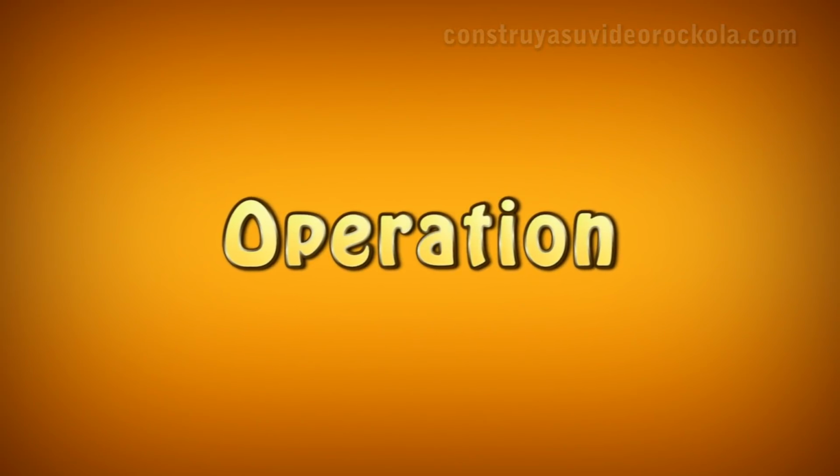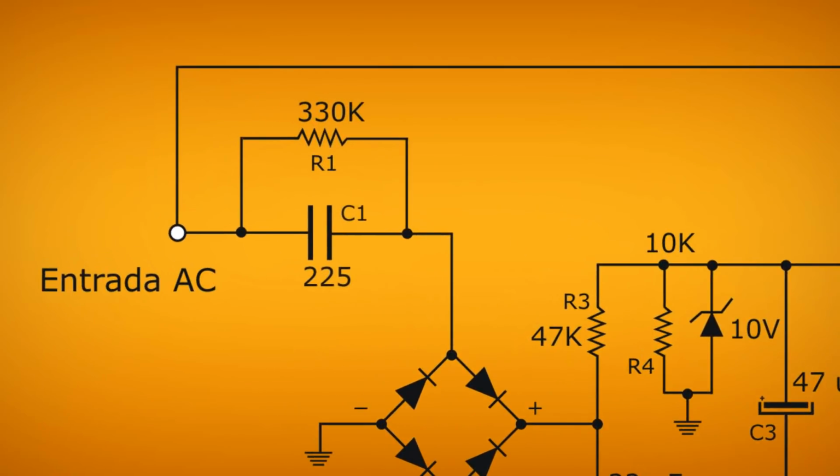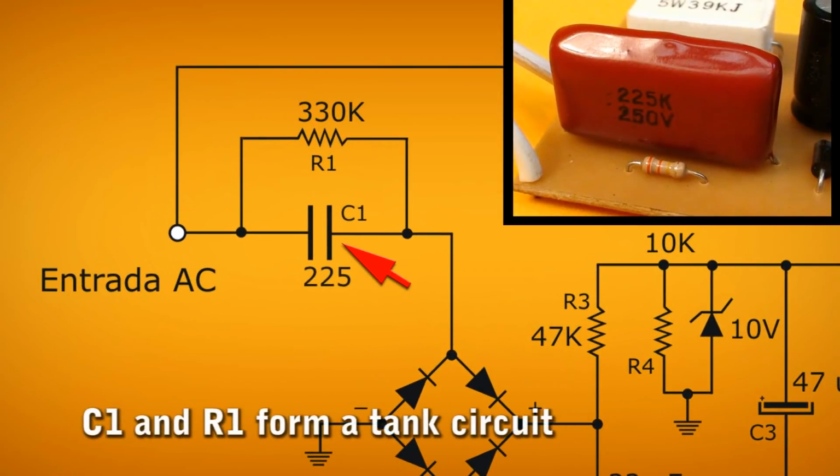Operation. The 2.2 microfarad capacitor is in series with the voltage input from the public network and restricts the flow of current, passing only about 60 milliamps or so. The 330K resistor is in parallel with this capacitor. It is responsible for discharging the capacitor when the circuit is disconnected, preventing the capacitor from staying charged and sending an electric shock when handling the circuit.